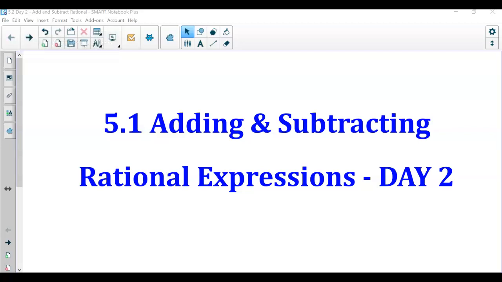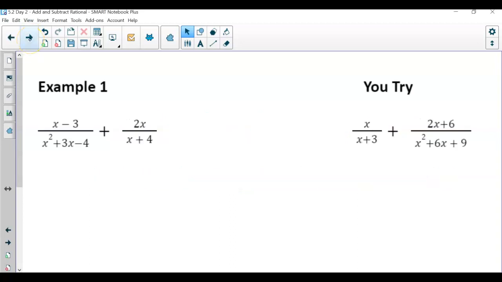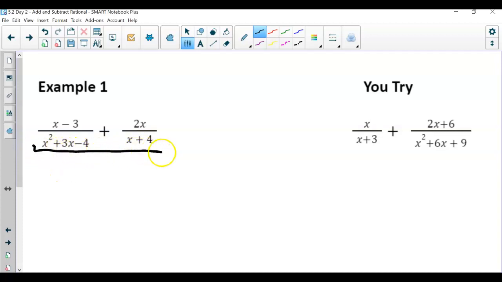In this video, I'm going over our second day of adding and subtracting rational expressions. So in the first example, notice in our denominators, remember when adding and subtracting, they have to be the same. Well, here I have a trinomial and the other I only have a binomial, x plus 4.